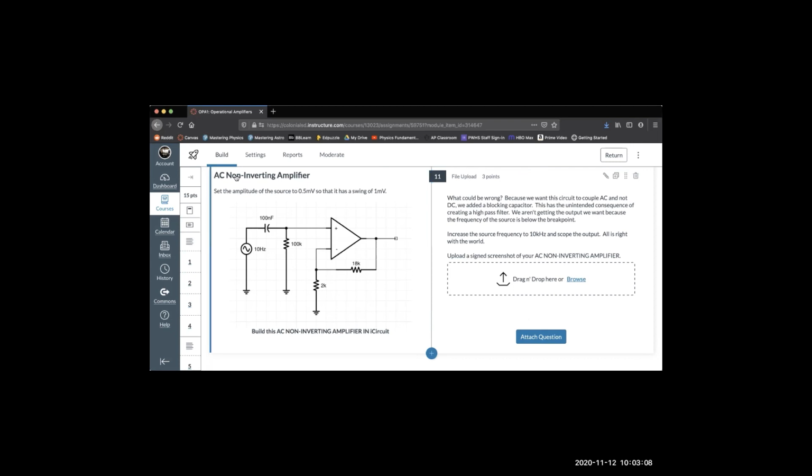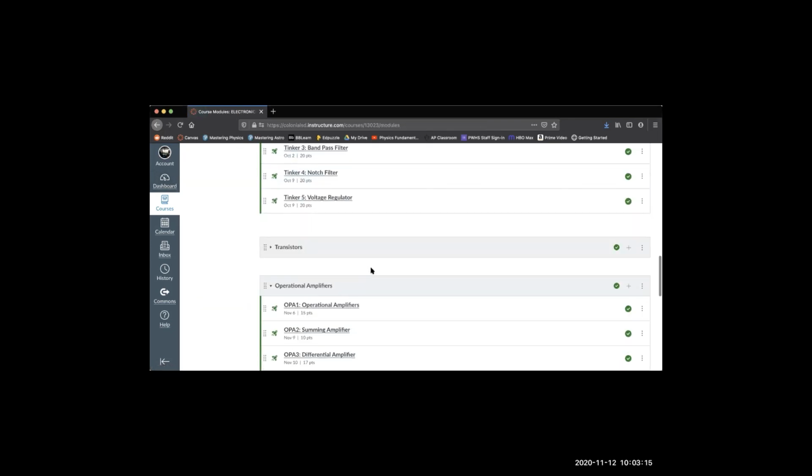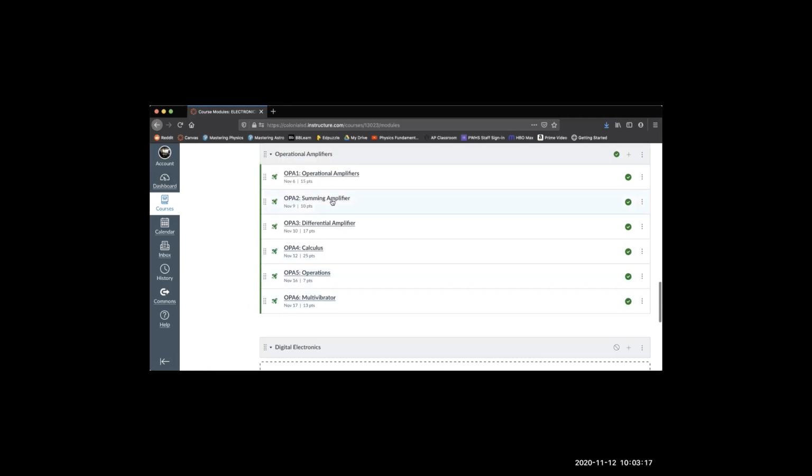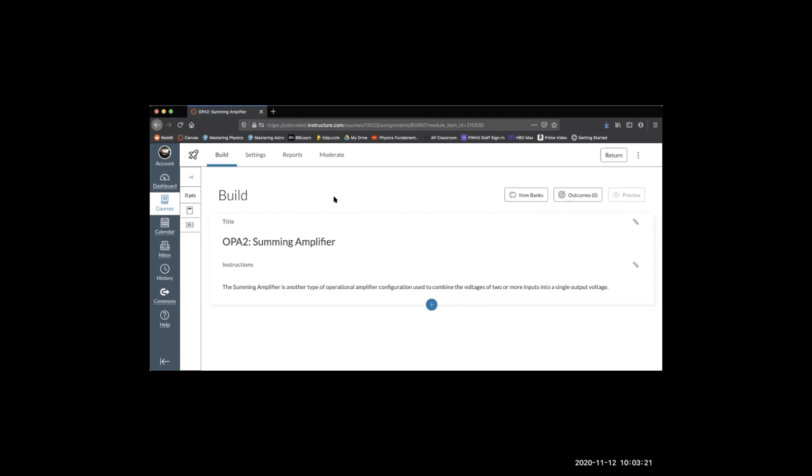All of the points acquired. So I'll go back to my list here, and I'm just going to keep on trucking and go right on to OpAmp number 2, the summing amplifier.